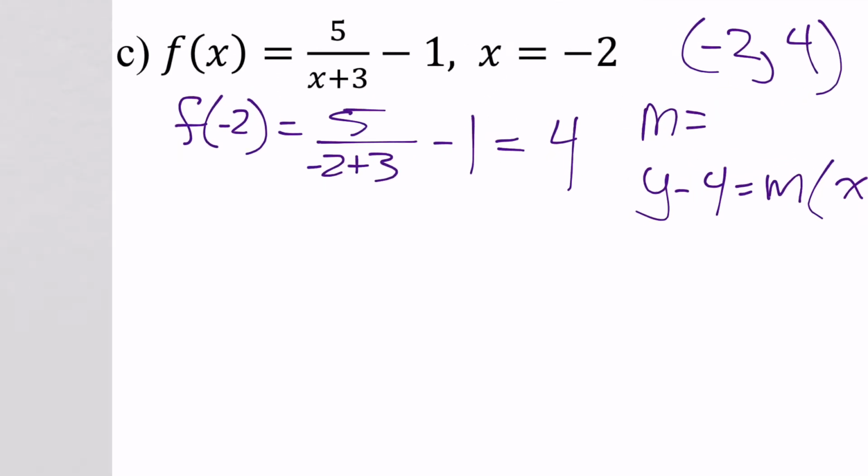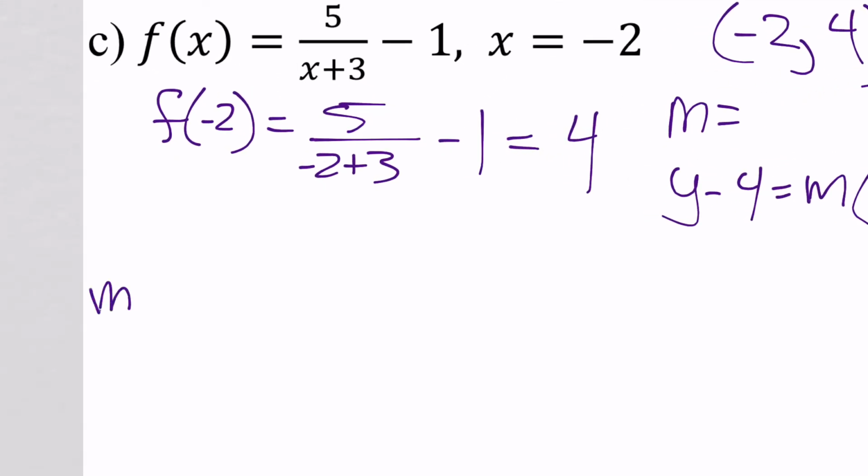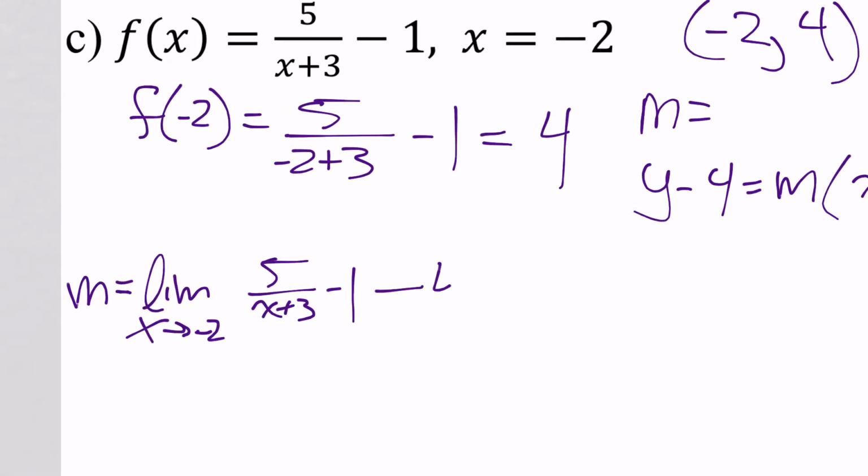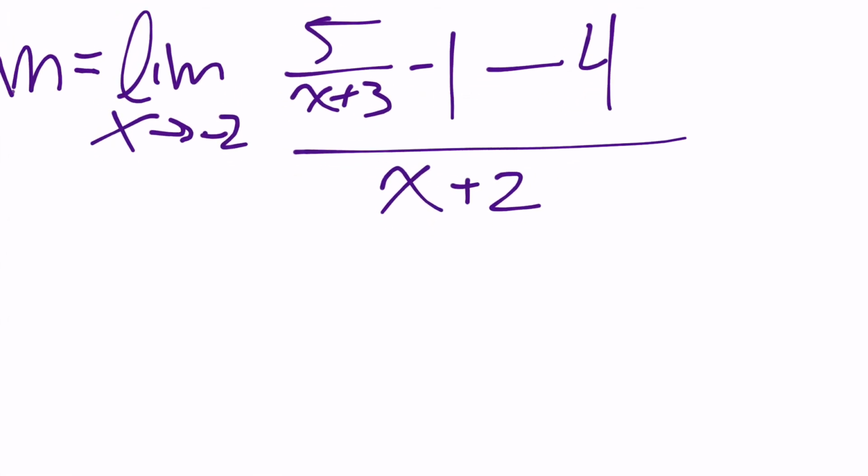And to find that slope, same as all these others, our slope will come from taking the limit as x approaches our x value, which is -2, of the slope that we're going to create, which is our function 5 over x plus 3 minus 1, our function, minus the y value of the function, which we found to be 4, all divided by x minus the x value, x minus -2, which is x plus 2. So we need to find this limit, so we need to do some algebra.